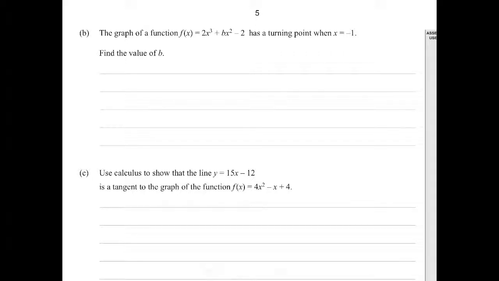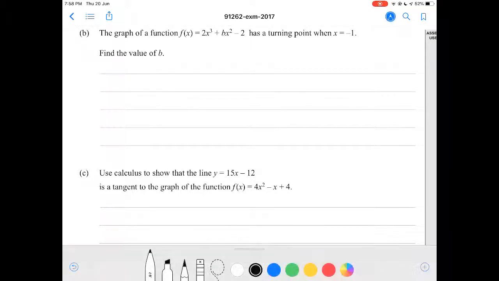Alright, the graph of the function f of x equals 2x cubed plus bx squared minus 2 has a turning point when x equals negative 1. Find the value of b. So once again, the first thing we do, we differentiate our function. We'll say f dash of x equals 6x squared plus 2bx. So we know that when x equals negative 1, our gradient equals 0.